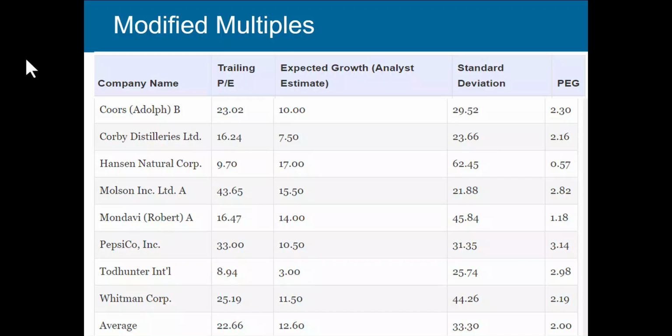Now this company, Hansen Natural, is very high risk, 62 compared to an average of 33. So it's very risky. Because it's very risky, it's trading at a low PE multiple, a low PEG multiple. The trailing PE ratio is 9.7, and the PEG ratio comes to be only 0.7. Okay, fine. Is that okay?